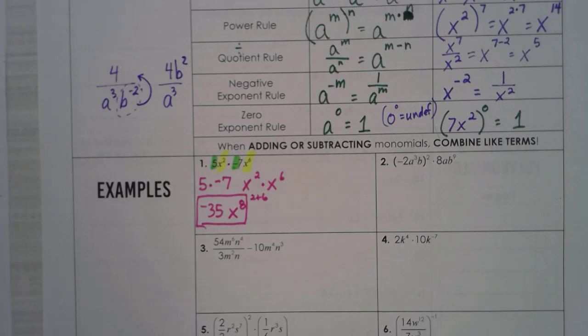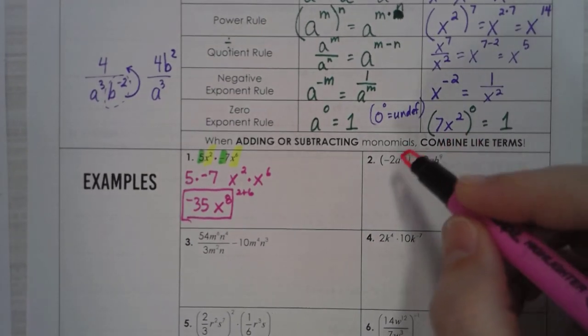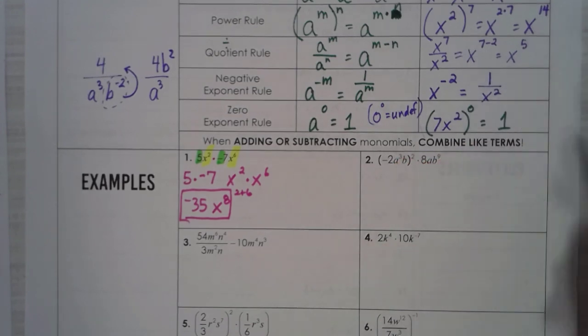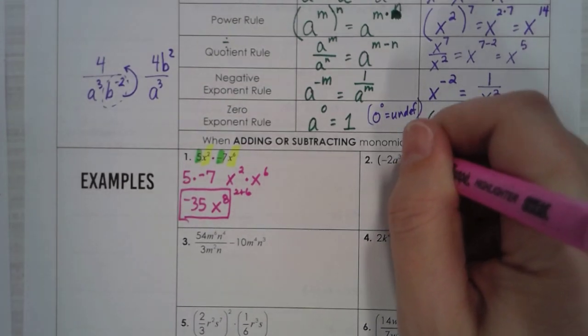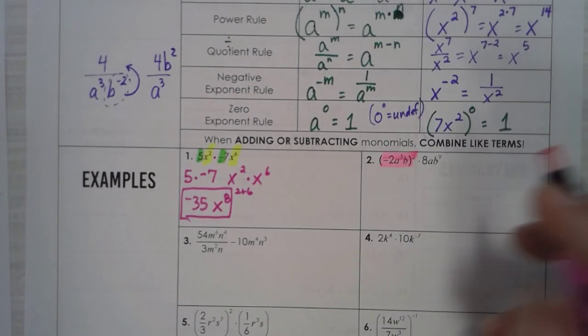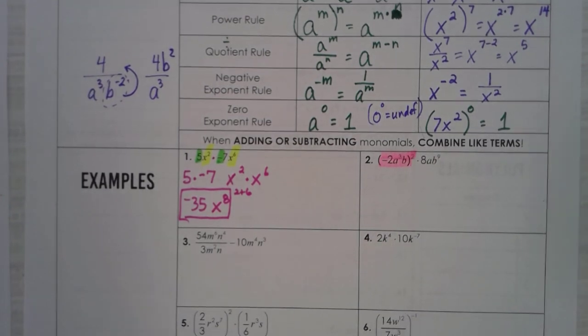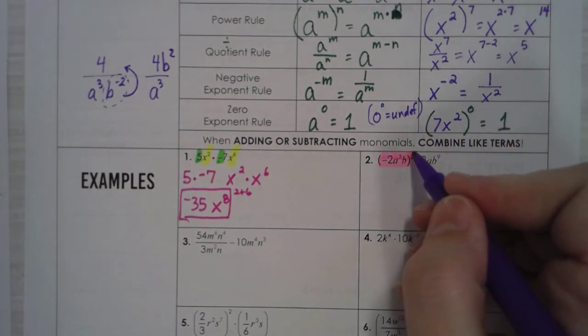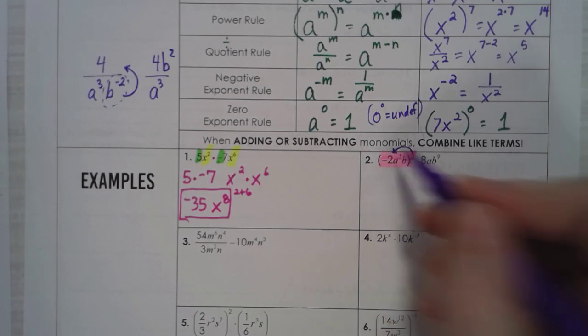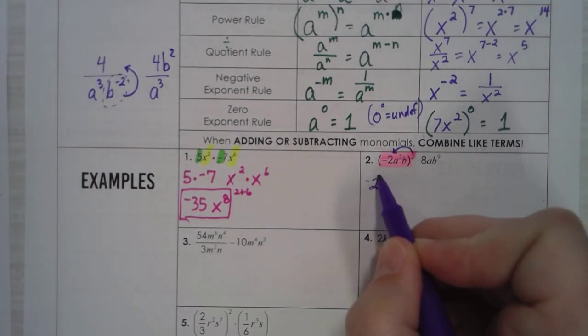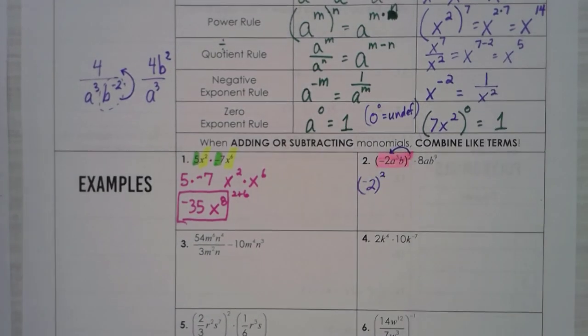Okay, on number 2, I still see multiply. I'm going to multiply these two things together, but first we have to take care of this exponent here. This has an exponent of 2, and we're going to essentially distribute that 2 to the entire problem. So we're going to take this exponent and put it with this negative 2, which is going to look like this: negative 2 to the 2nd power.